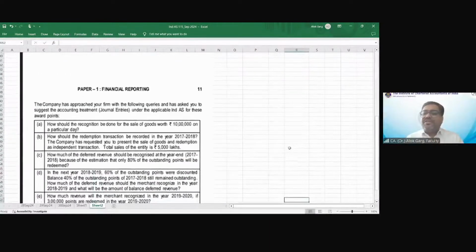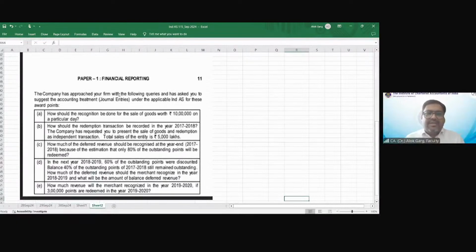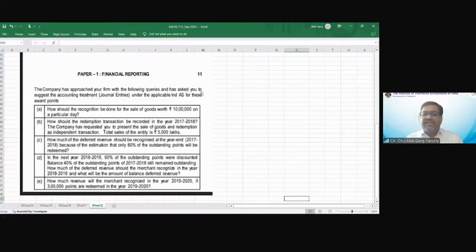Now some questions have been asked in this question. The company has approached your firm with the following queries and has asked you to suggest the accounting treatment, journal entries under the applicable Ind AS for these reward points. How should the recognition be done for the sale of goods worth rupees 10 lakh on a particular day? How should the redemption transaction be recorded in the year 17-18? The company has requested you to present the sale of goods and redemption as independent transactions. Total sale of entity is 5,000 lakhs.